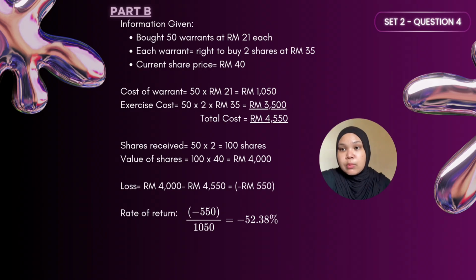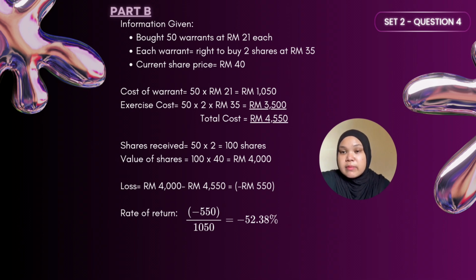The cost of purchasing the warrants is 50 multiplied by RM 21, which equals RM 1,050. The cost to exercise the warrants is 50 warrants multiplied by 2 shares multiplied by RM 35, giving RM 3,500. Therefore, the total investment cost is RM 4,550. Next, we calculate the market value of the shares received. High Investment received 100 shares in total at RM 40 per share. The total value is RM 4,000.